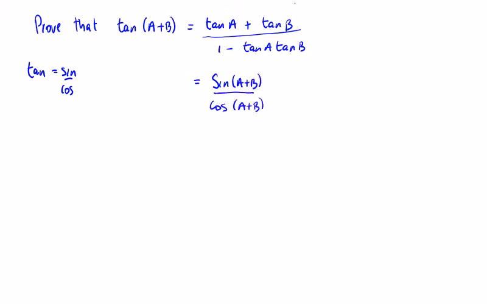And if we go to the formula booklet here, you're not expected to remember these things. Sine A plus B is sine A cos B plus cos A sine B. And cos A plus B, and this is where the minus is going to come in, is cos A cos B minus sine A sine B.